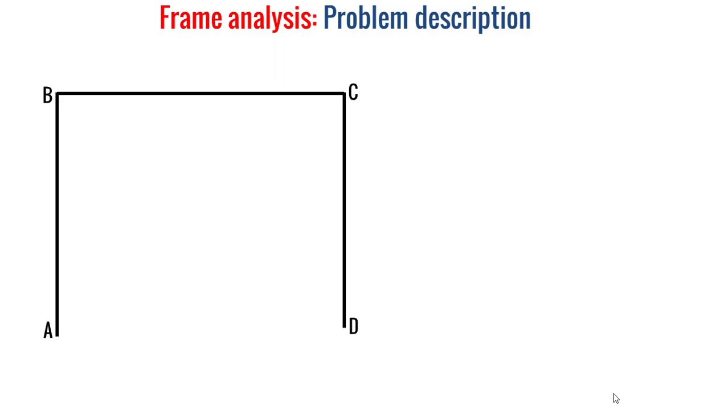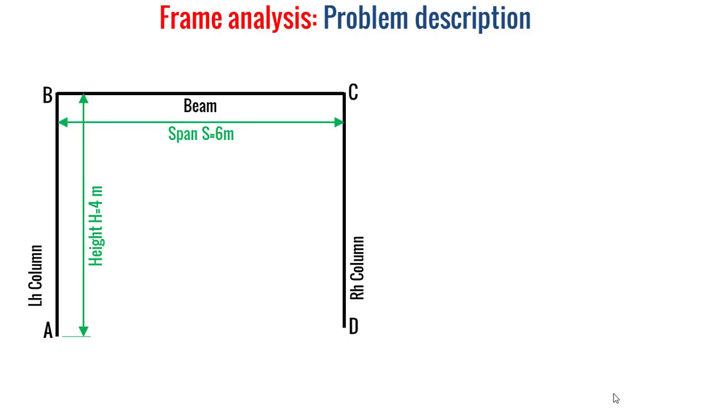So we have a simple frame A, B, C, D as depicted by this slide. This frame is constituted by a left-hand and a right-hand column as vertical elements and a beam as horizontal element. The height of the frame is h equal to 4 meters while its span is s equal to 6 meters. The frame is supported by a pivot support at the bottom of the left-hand column at point A and a roller support at the bottom of the right-hand column at point D.